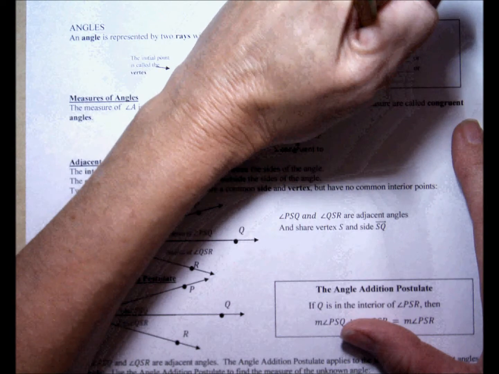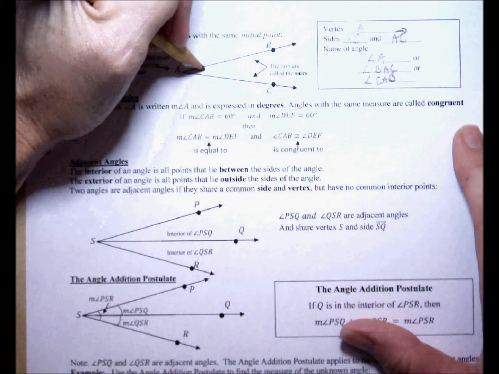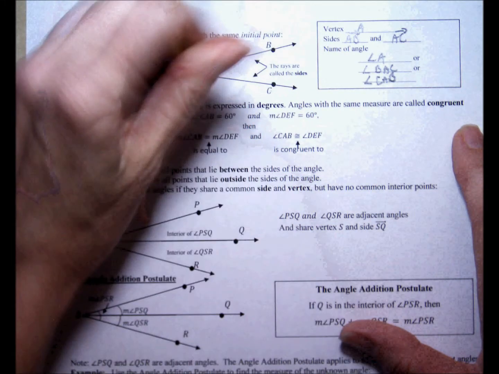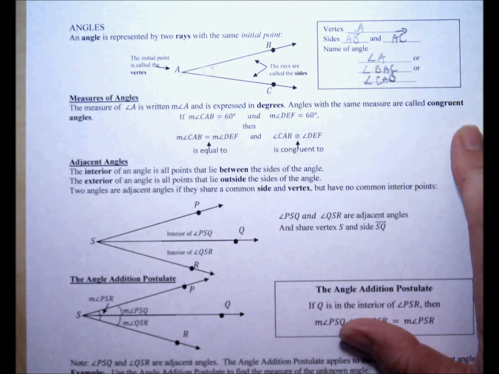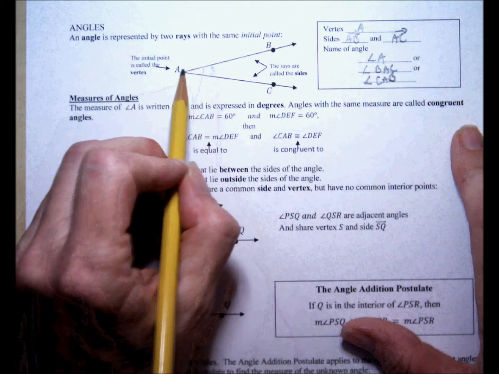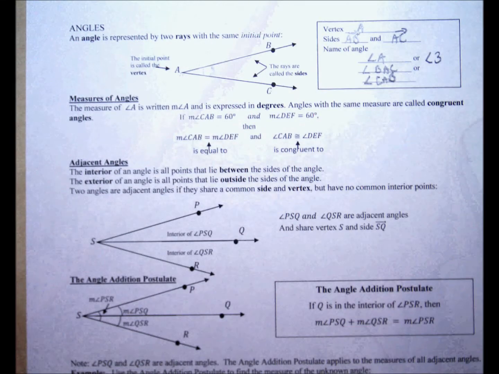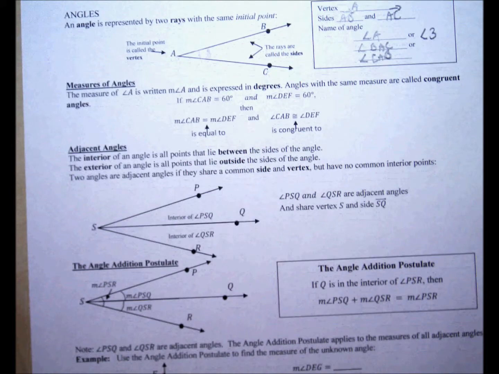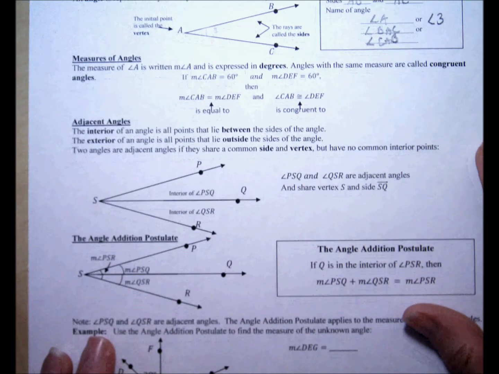Now, sometimes you'll see on your tests or in your book, there's a number there, like number 3. This can refer to the angle too, so this could be angle 3. Sometimes you'll see that. The measures of angles are expressed in degrees. You've seen this when you've used protractors.